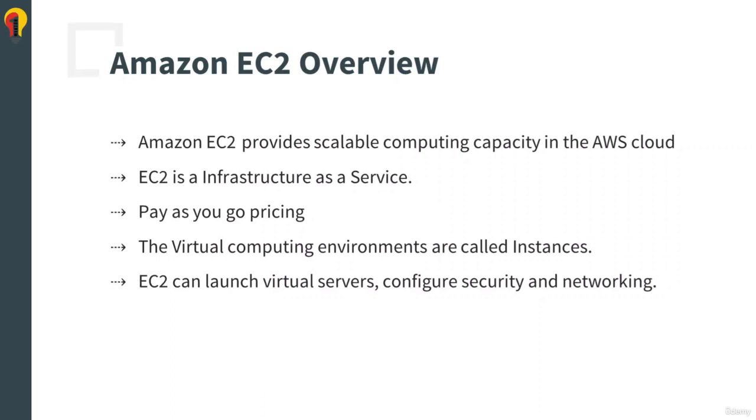Amazon EC2 overview. Amazon EC2 provides scalable computing capacity in the AWS cloud. EC2 is an infrastructure as a service. Pay as you go pricing model is used in Amazon EC2. The virtual computing environments are called instances. EC2 can launch virtual servers and configure the security and networking in the servers.